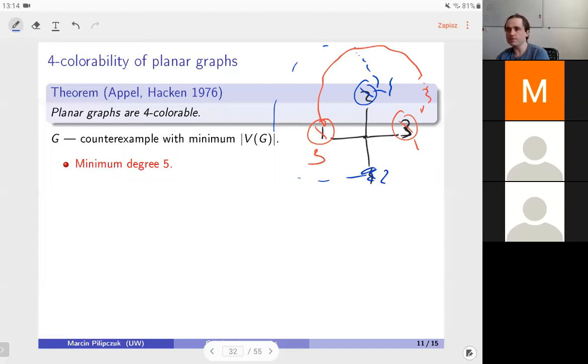Okay, so if there's a vertex of degree 4, you can remove it, color the rest by induction, and try to put it back. And if there are 4 different colors, then one of the Kempe recolorings would actually work and save the day. Okay, so we have got minimum degree 5.